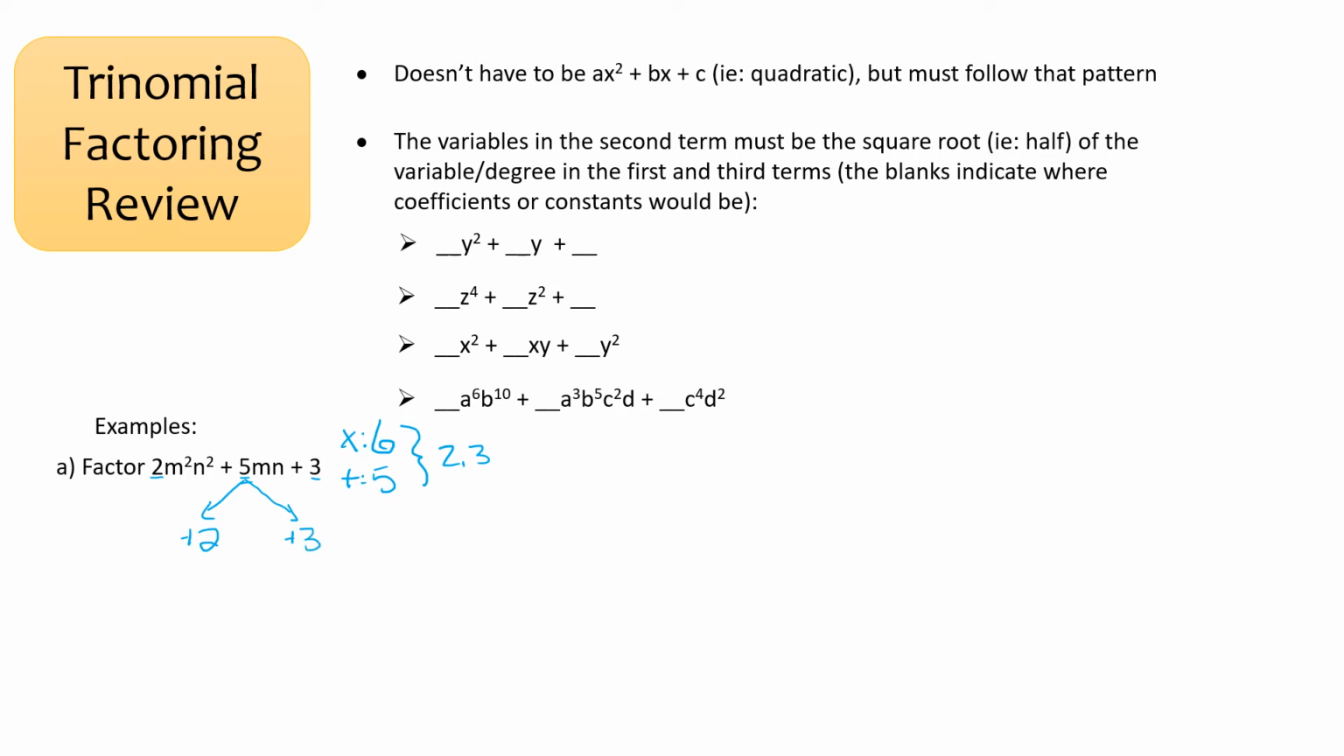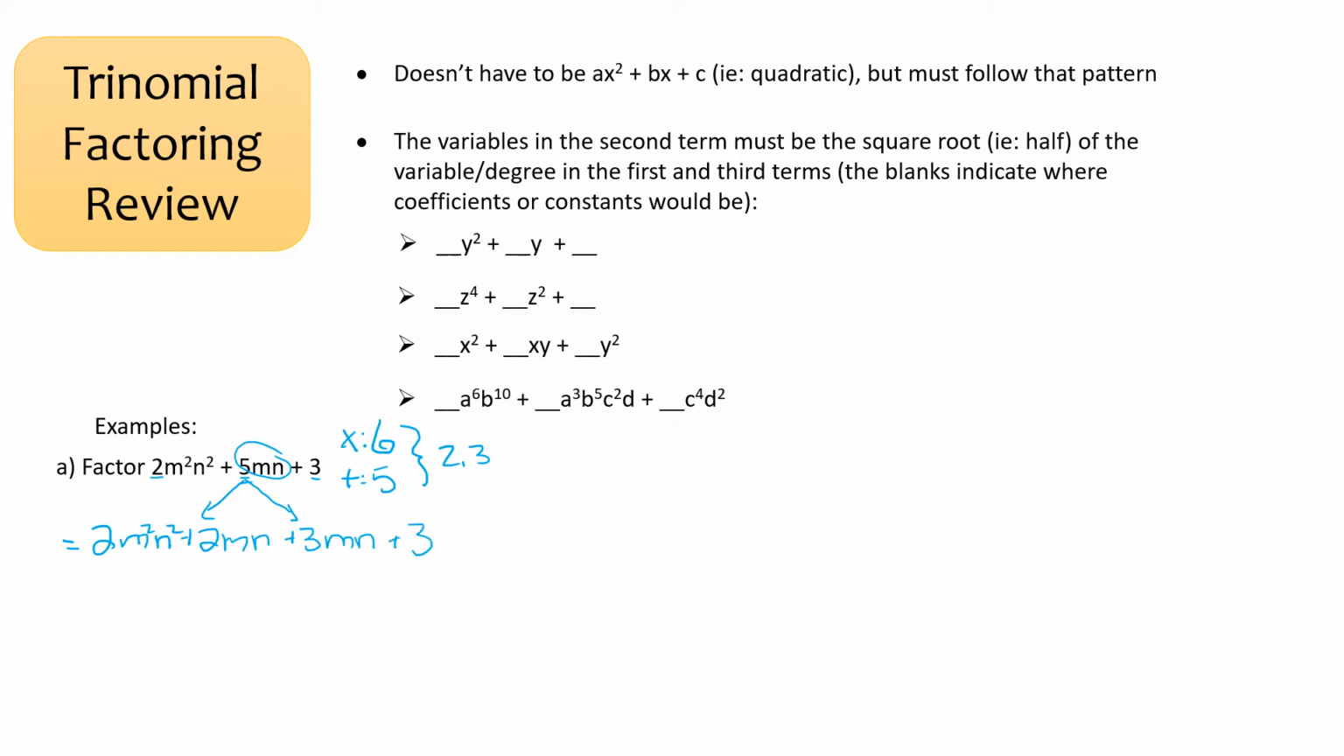So we've been ignoring the variables up until now, but let's put them back in. This is a 5mn, so these have to have mn on them, because if they don't, then they're not going to add up to 5mn again. So this 2mn and 3mn add up to 5mn, so I haven't changed anything. Now the rest of the question stays exactly the same. 2m squared, n squared, and at the end we had a plus 3.